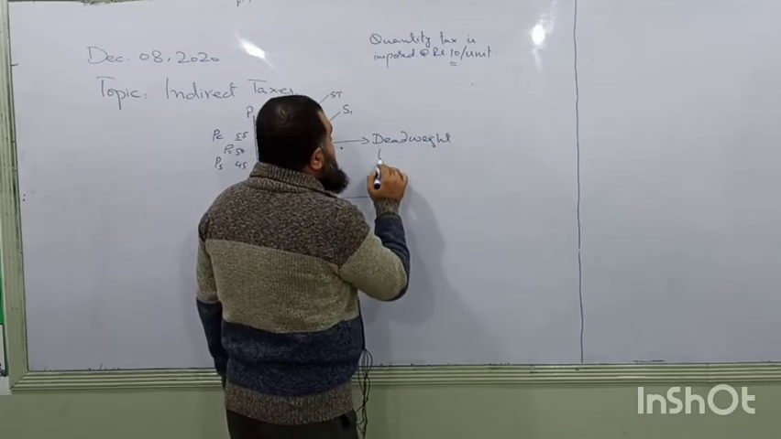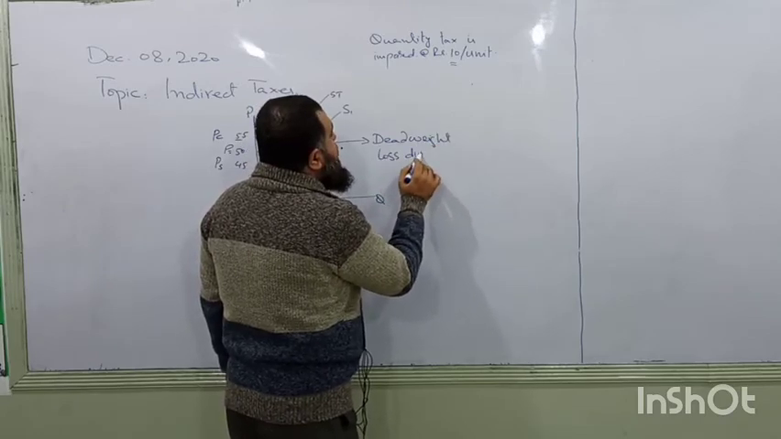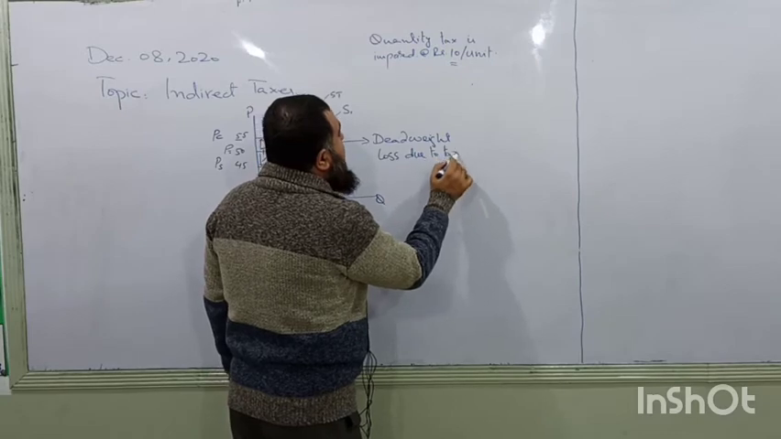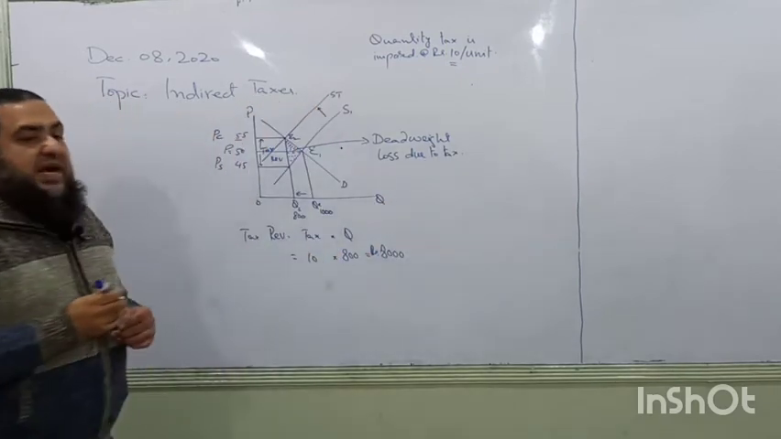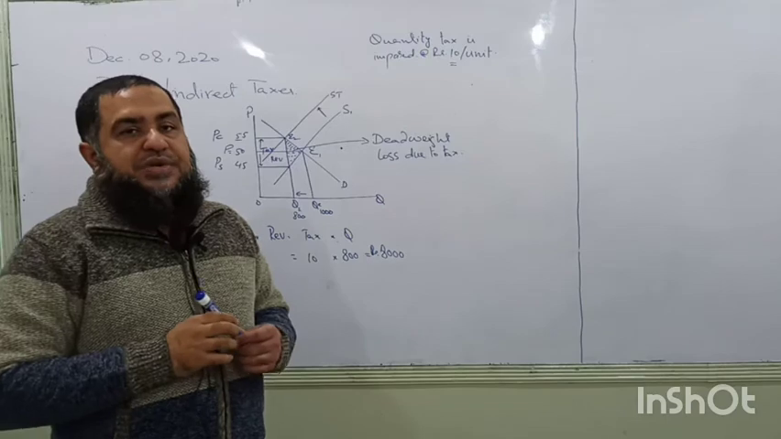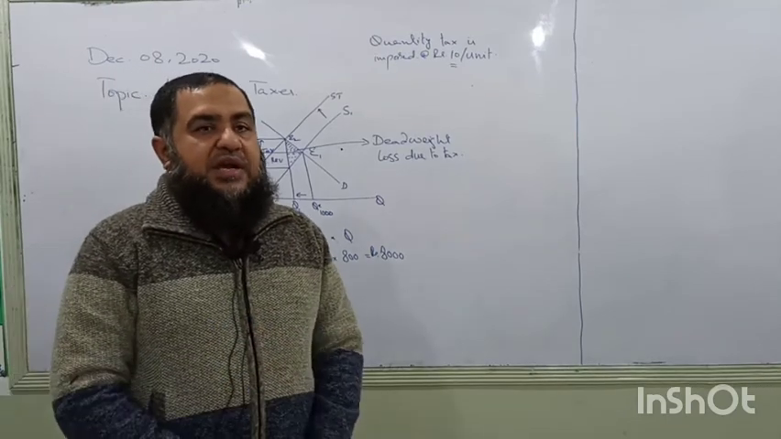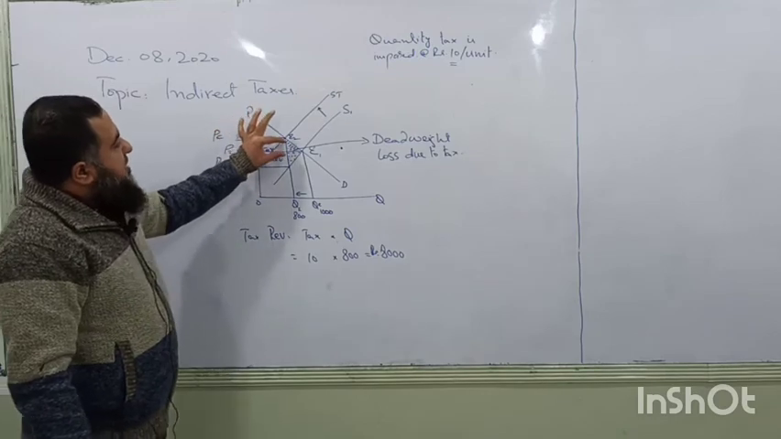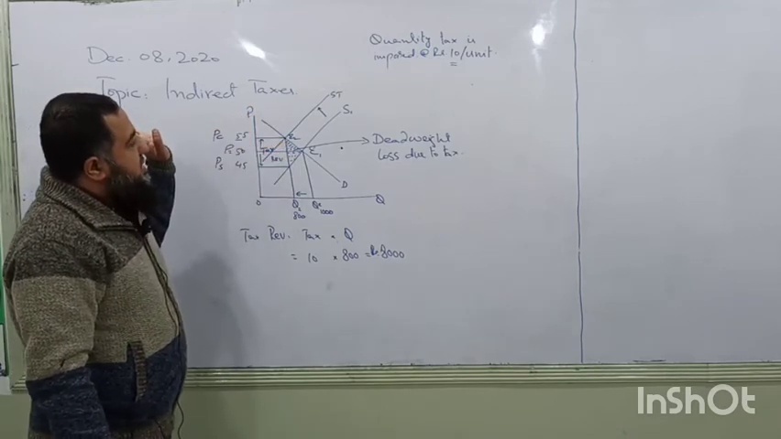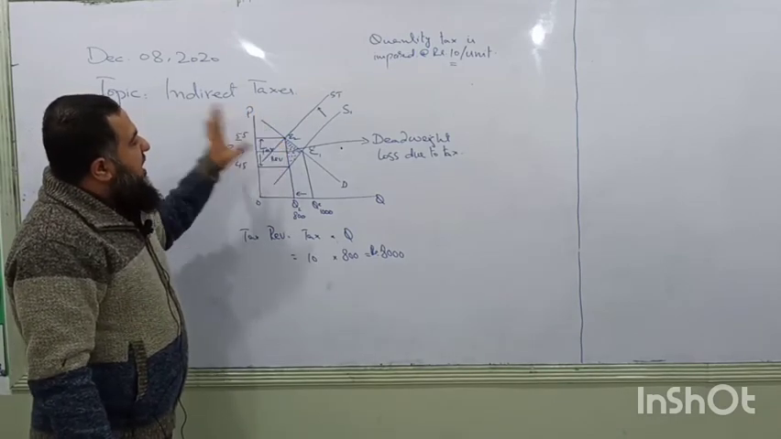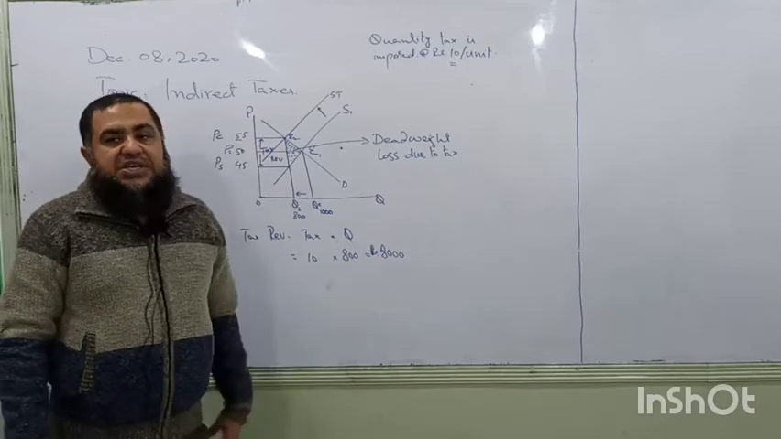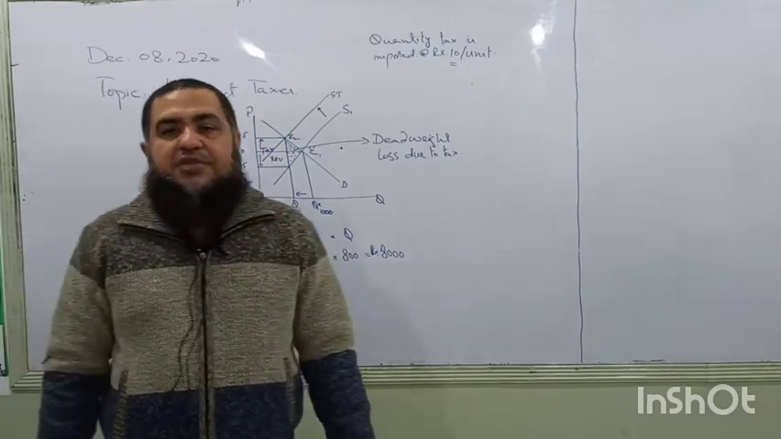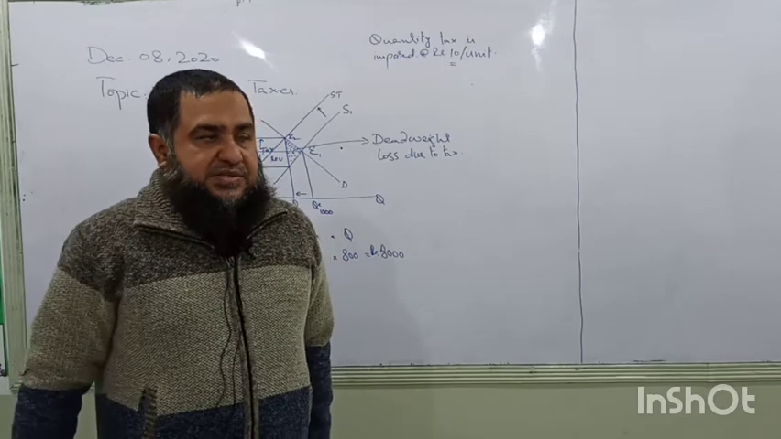Deadweight loss due to tax. What is happening? This is called deadweight loss due to tax. We are finding that when a tax is imposed, government is collecting this revenue, but these two triangles are showing us that we are having a deadweight loss in the society due to the imposition of the indirect tax.